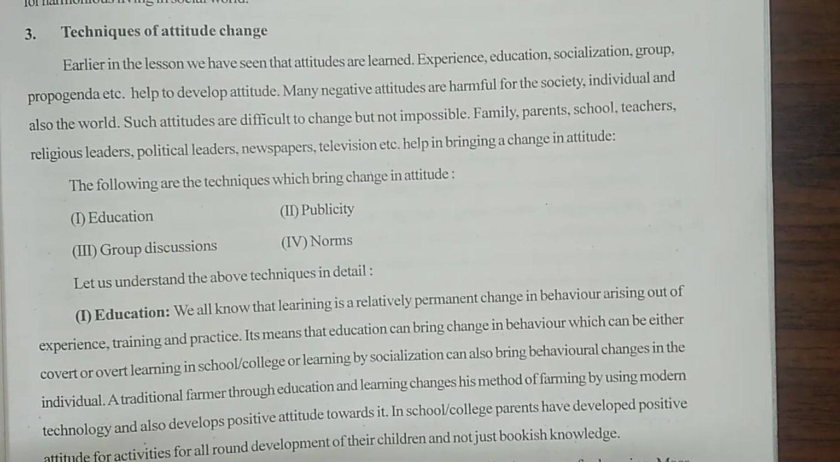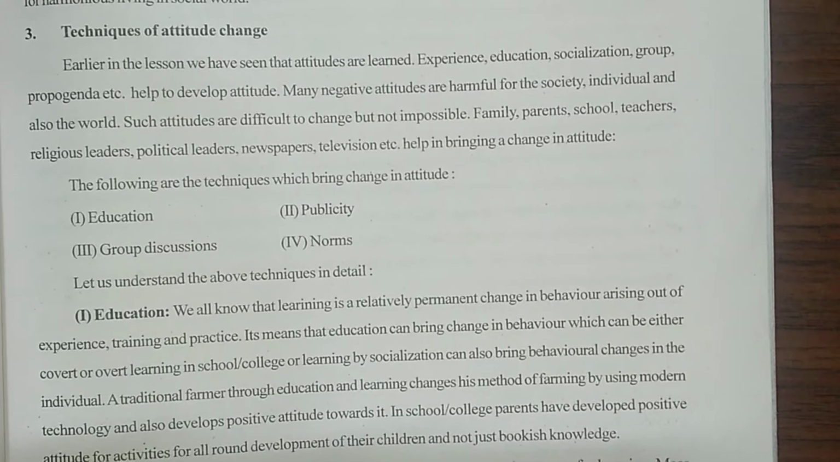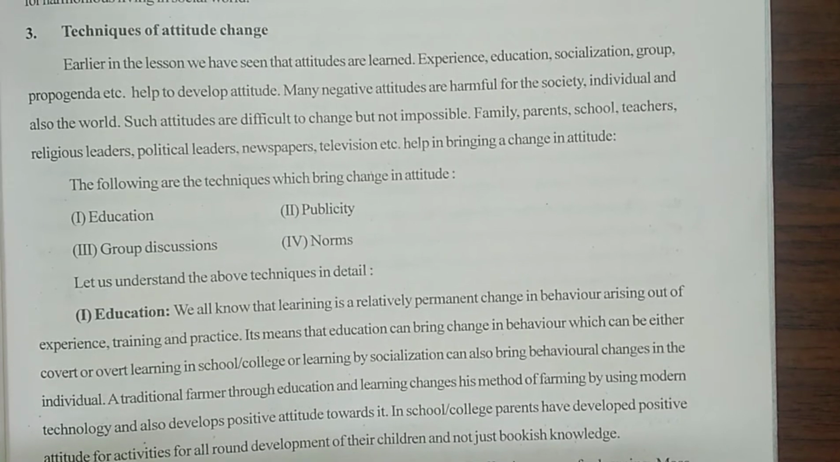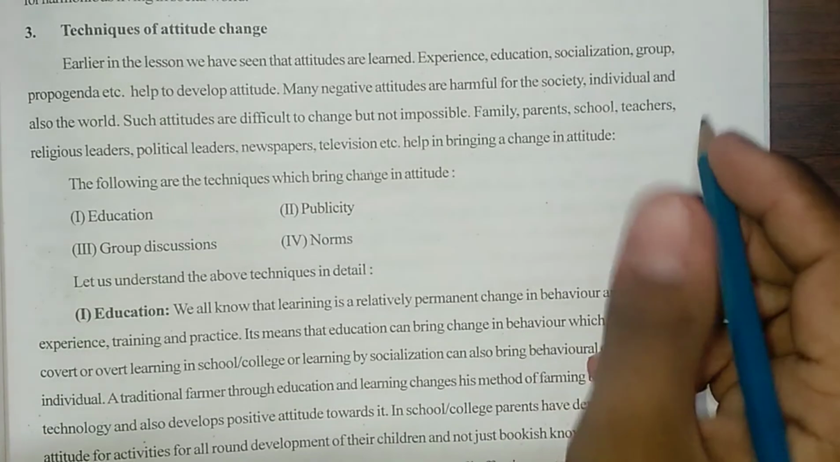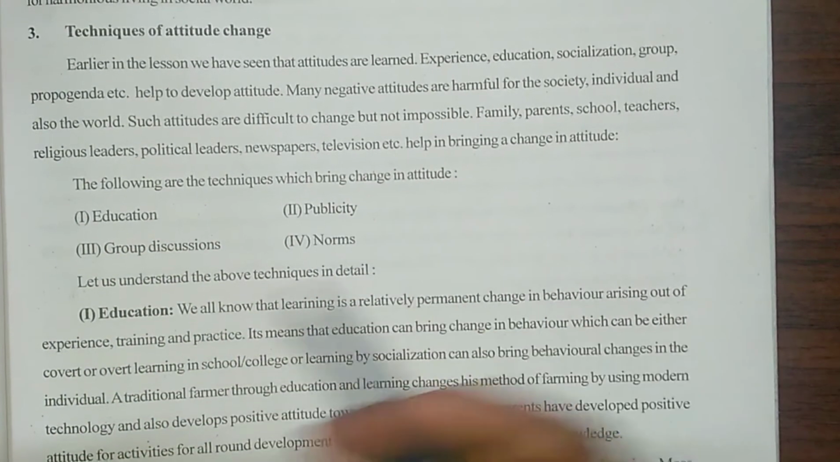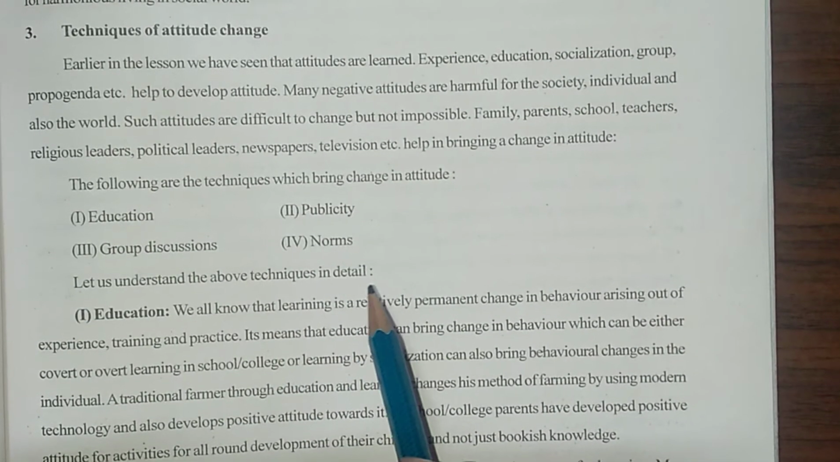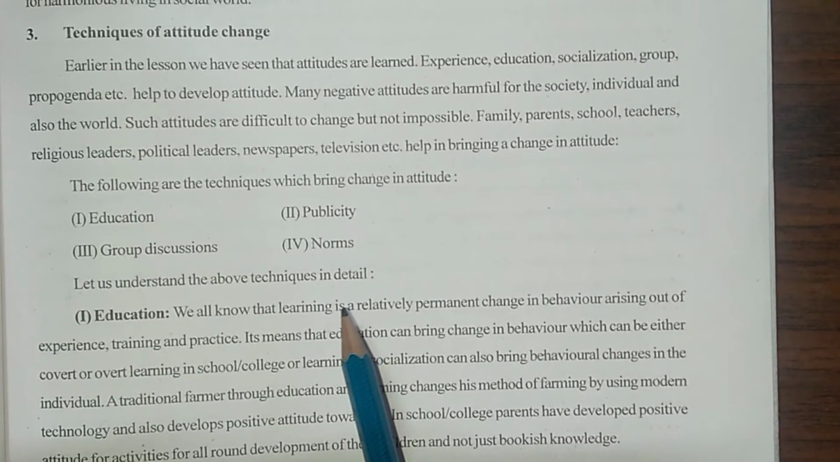Techniques of attitude change. Earlier in this lesson, we have seen that attitudes are learned. Experience, education, socialization, group, propaganda, etc. help to develop attitude. Many negative attitudes are harmful for society, the individual, and also the world. Such attitudes are difficult to change, but not impossible. Family, parents, school, teachers, religious leaders, political leaders, newspaper, television, etc. help in bringing a change in attitude.